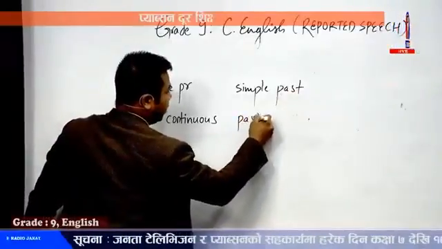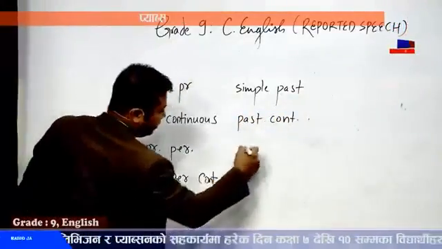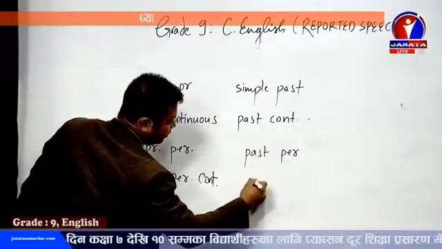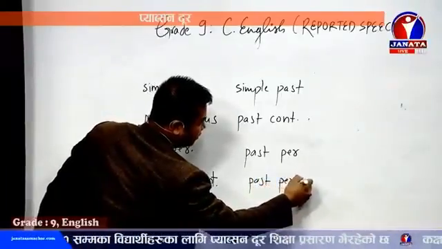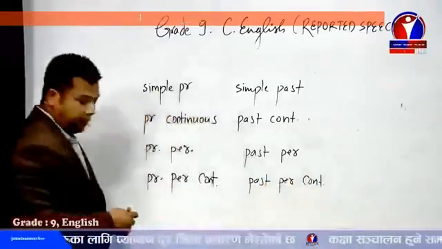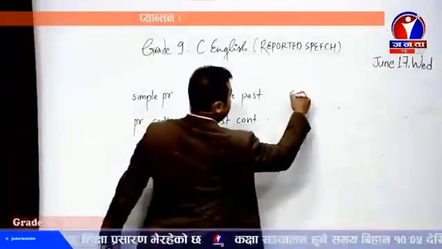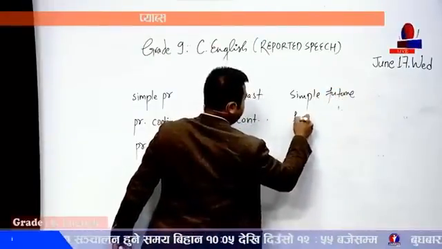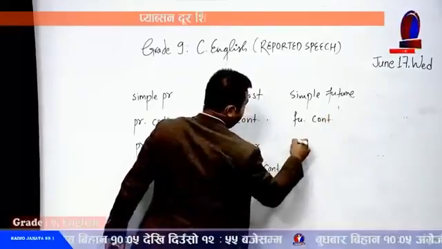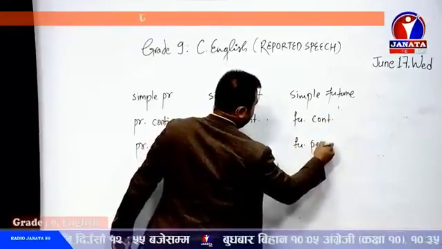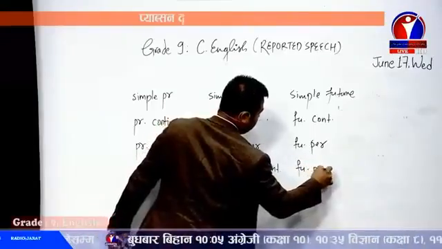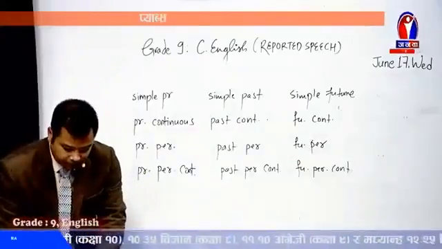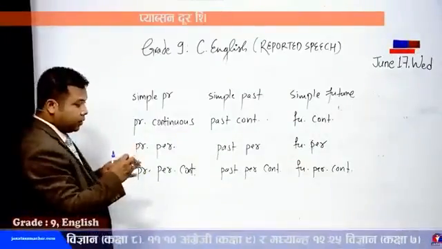Then you have past continuous. Then you have past perfect. Then you have past perfect continuous. And of course, in future, you have simple future. You have future continuous. You have future perfect, and then you have future perfect continuous. This is what we know. All right. Now, what I'm going to teach you here is going to be interesting.